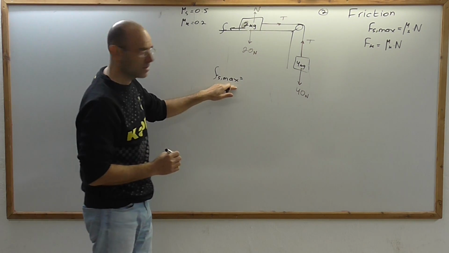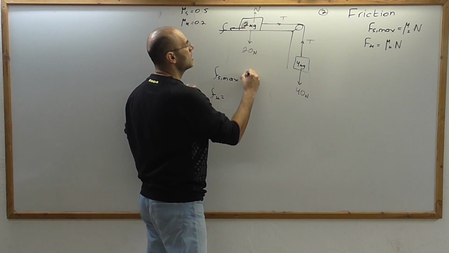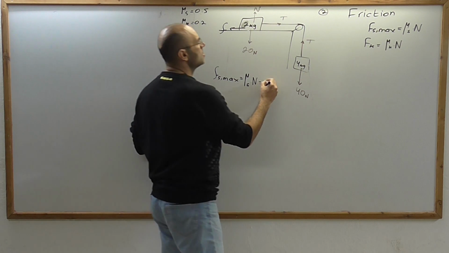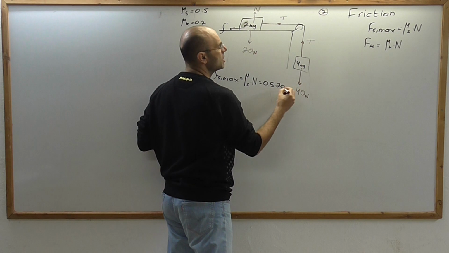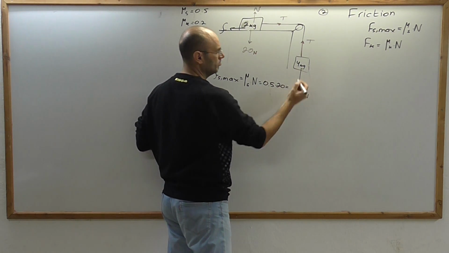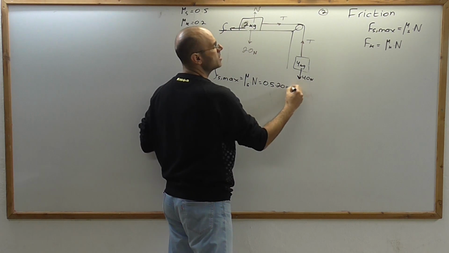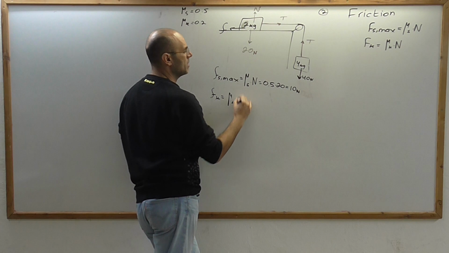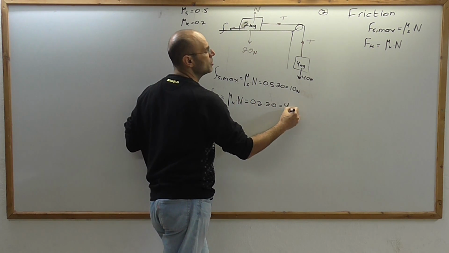I want to know what the Fs max is and the F kinetic is. Fs max is mu s multiplied by N. In this case it is 0.5 multiplied by N, which is 20, so this is 10 newtons. F kinetic is mu kinetic multiplied by N, which is 0.2 multiplied by 20, which is 4 newtons.